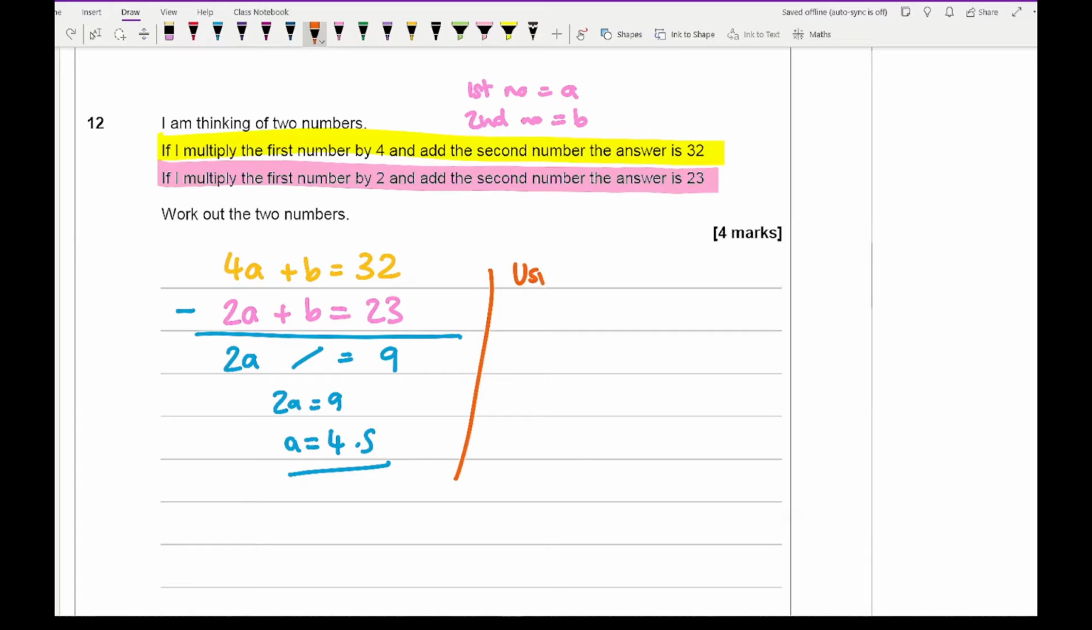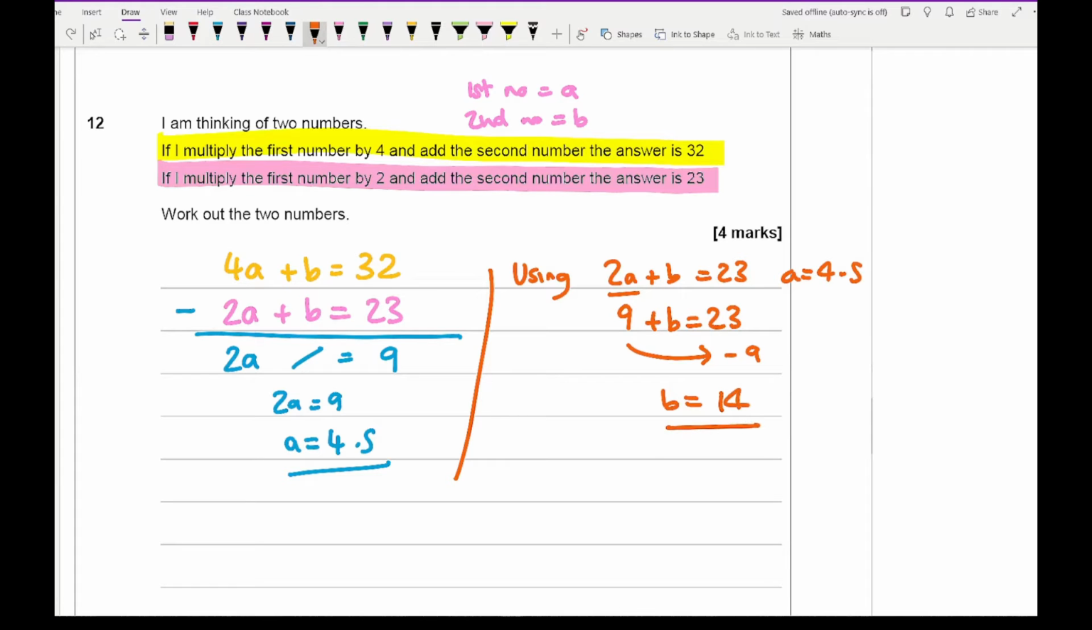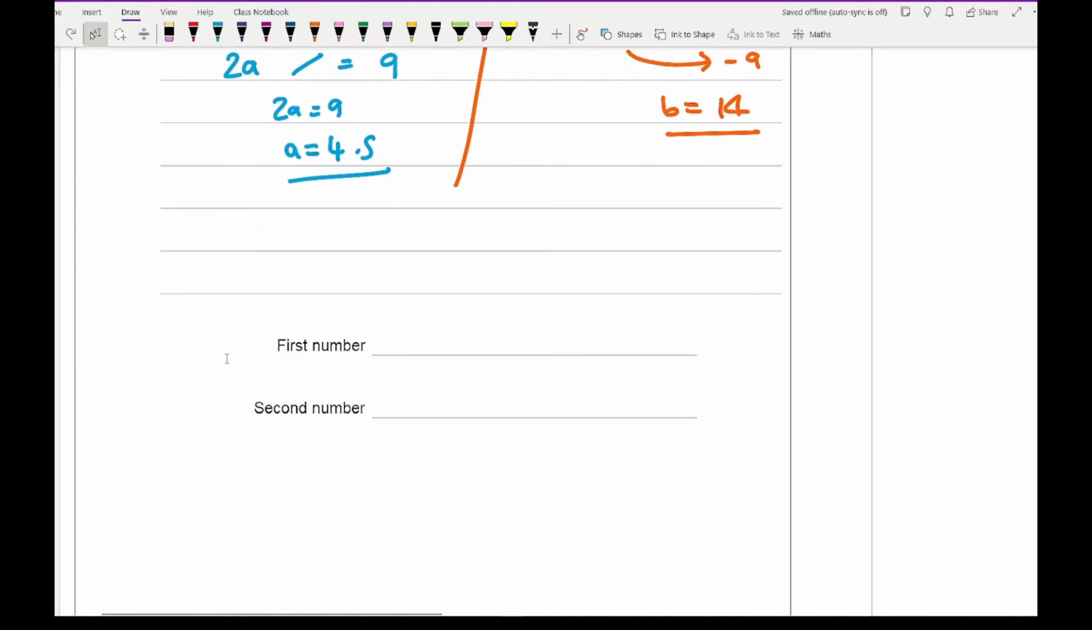So using one of the statements, and I'm going to go for 2A plus B equals 23. I know that A equals 4.5, so 2A is going to equal 9. So 9 plus B equals 23. Take the 9 over and end up with B equals 14. So here I can say that A is 4.5 on my first number, and the second number, which is B, is 14.